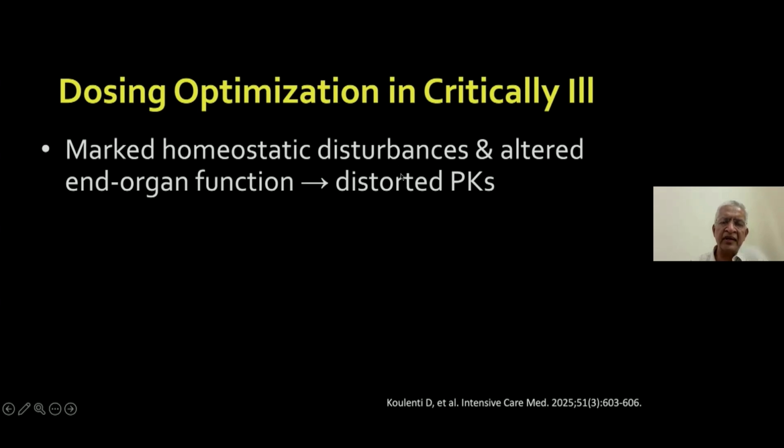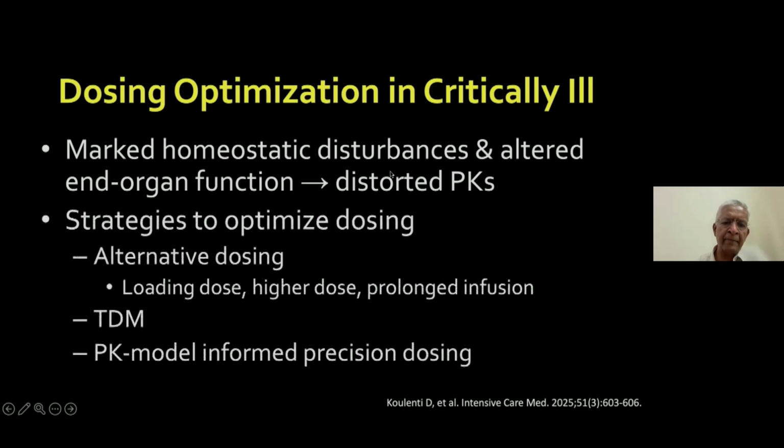Remember, pharmacokinetics are studied in normal, healthy volunteers or patients with milder forms of illness. So in the severely ill patients, the pharmacokinetics are distorted. And how do you optimize dosing so that there are adequate levels of the antibiotics available at the site of infection, ensuring maximal bacterial killing? There are three things mentioned. Alternative dosing schedules like loading dose. You know that colistin is always given as a loading dose followed by maintenance dose.